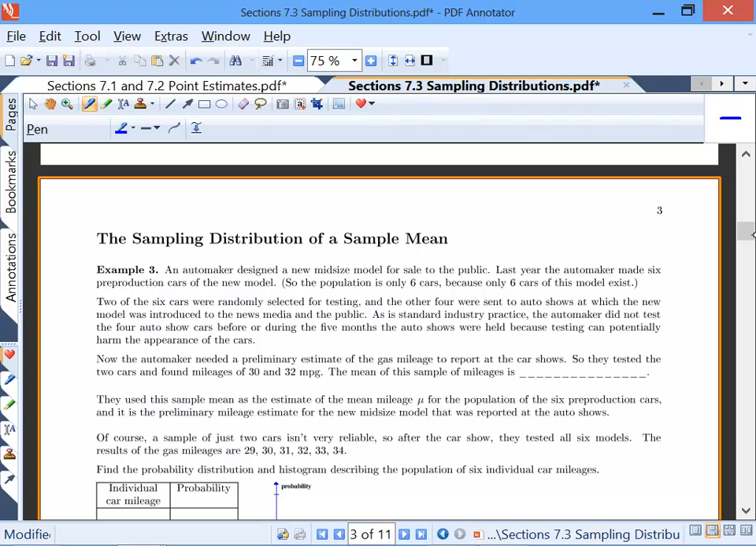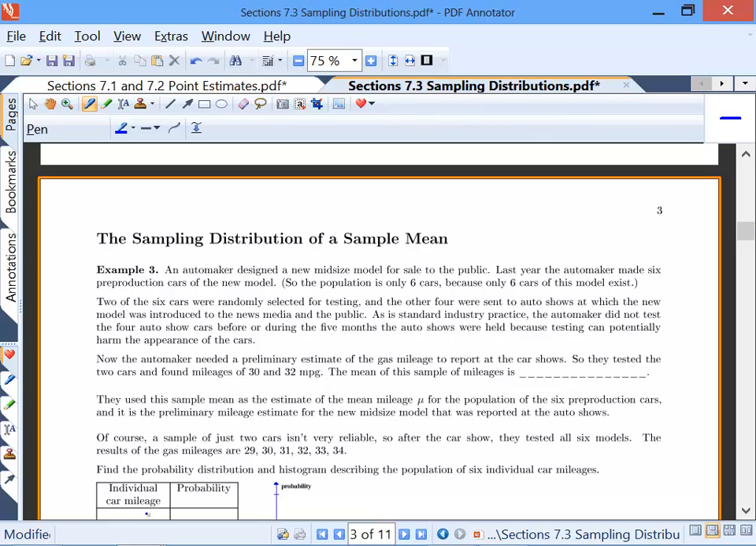2 of the 6 cars were randomly selected for testing, and the other 4 were sent to auto shows at which the new model was introduced. Now, they didn't want to test all of their 6 pre-production cars before the auto shows, because then they have higher mileage and the value is lower. So they only wanted to test 2 of them, so our sample is 2.